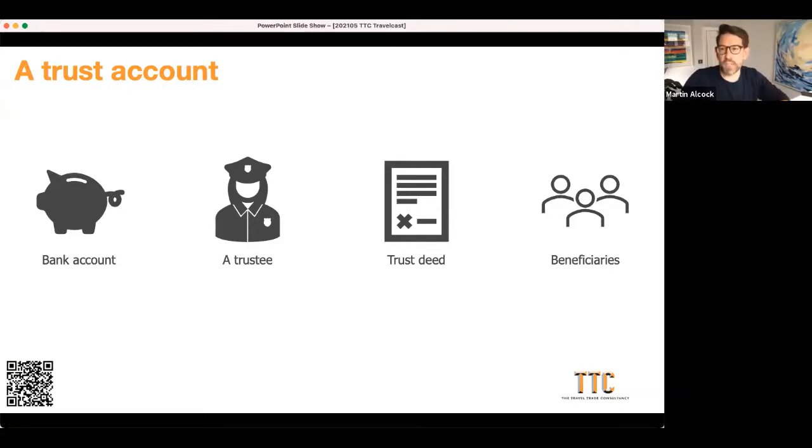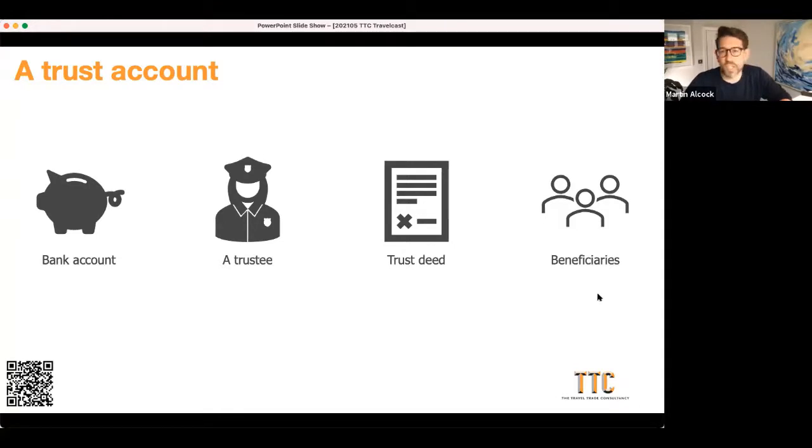One is a segregated bank account. Number 2 is a trustee, an independent person overseeing that bank account. Number 3 is a trust deed, so a very weighty legal document of 60 to 70 pages that explains exactly how the money goes in, when it can come out, and what should be done in the interim, and how people should act, and what the legal status of that money is. And then the beneficiaries, it needs to make very clear what happens in the event of a failure.